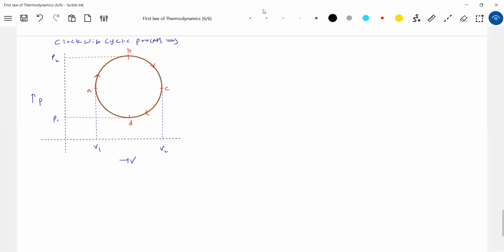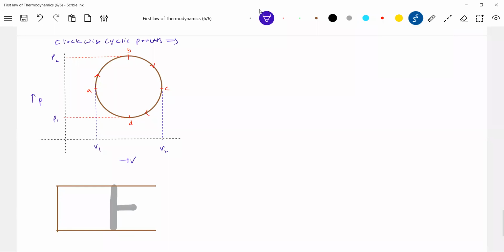Okay, now what is our basic imagination? Again, the cylinder. Never deviate from this, so you should have this imagination. There's a piston, and there's pressure, volume, temperature. The piston is moved in such a way that first, for path AB, pressure and volume increase. Here, volume increases, pressure decreases. Then volume and pressure both decrease. Volume decreases, pressure increases. I can move the piston.